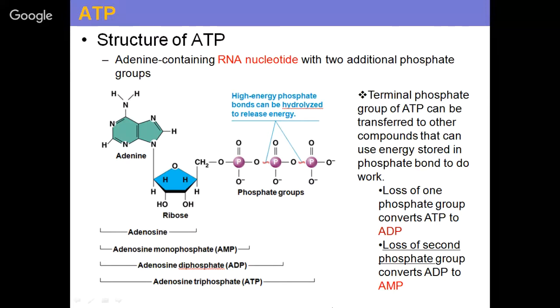Let's look at the structure of ATP. It is an adenine-containing RNA nucleotide with two additional phosphate groups. When you release the last phosphate group, you form adenosine diphosphate. These two high energy phosphate bonds are the ones which store energy. You can break down this phosphate bond and release a phosphate group, and you end up with adenosine diphosphate, a phosphate group, and energy. You can further break down the ADP, and you would result in AMP, adenosine monophosphate. Mono means one, so you would end up only with this structure because the two phosphate bonds have been broken down.